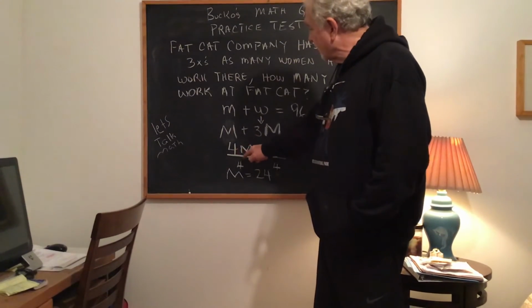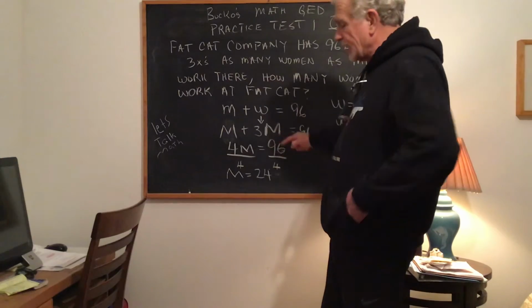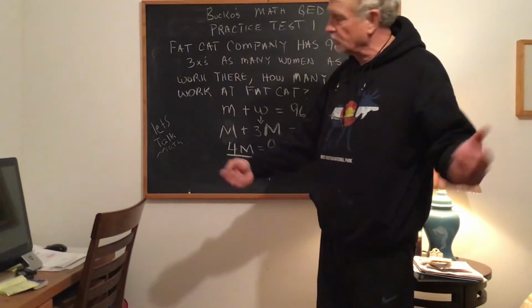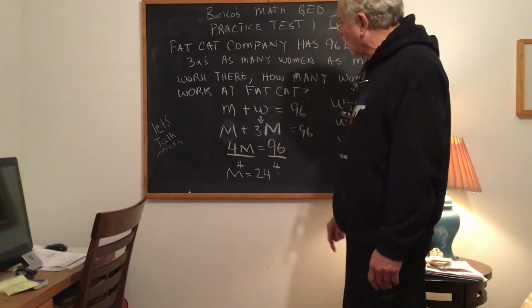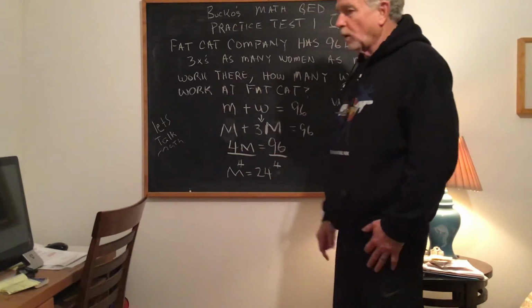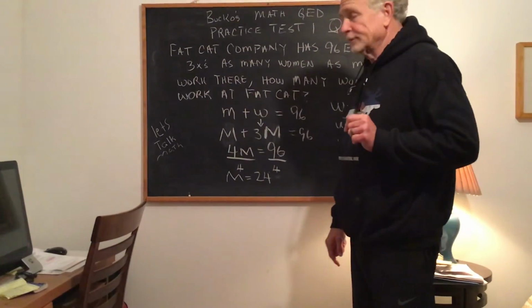But if we divide by 4 on this side of the equation, we have to do the exact same thing to the other. Remember the teeter-totter rule. Whatever you do to the left, you got to do to the right. So 96 divided by 4 is 24. And that gives you the number of men.